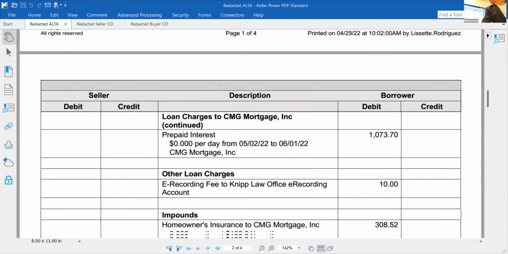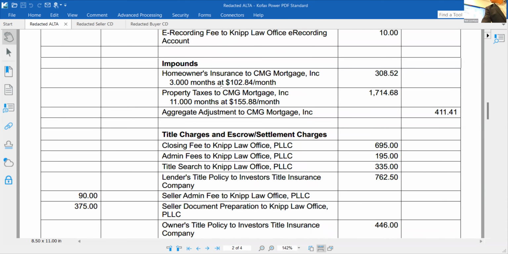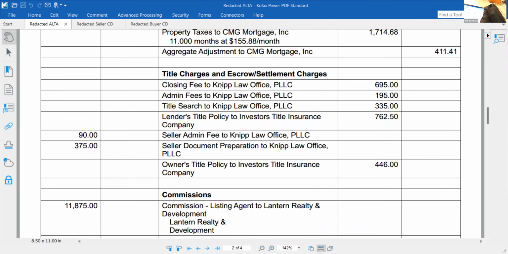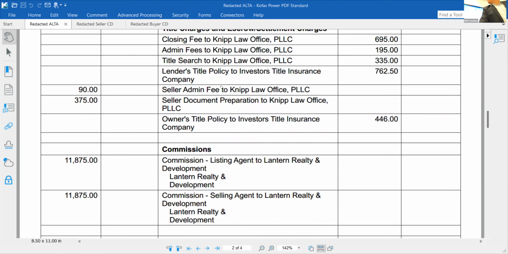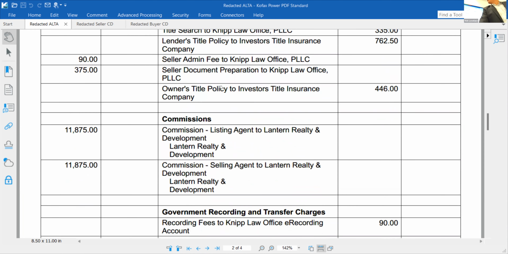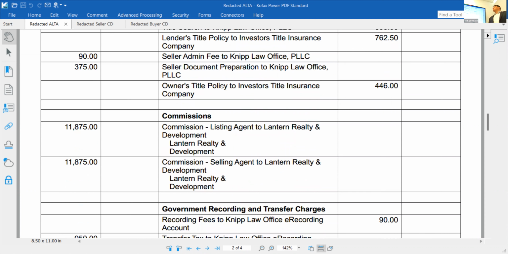There we go. All right, so I'm gonna skip down because we're working on the left side, and that is the seller side. So this is basically the middle to bottom of the second page. And so this is just our fees. We got our administrative fee here.